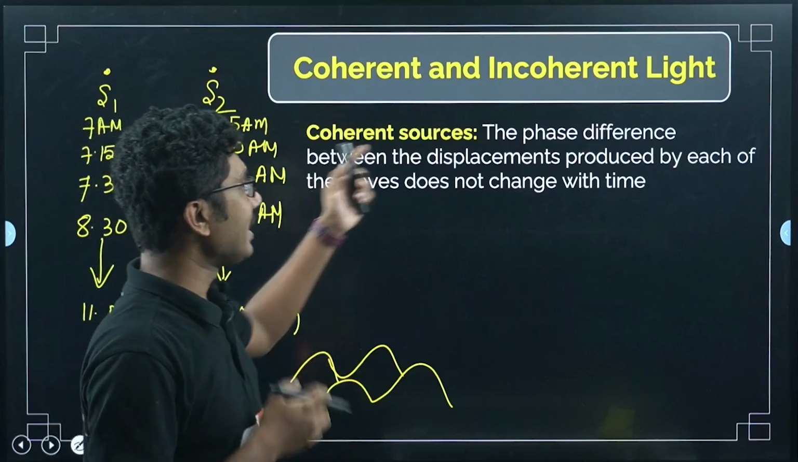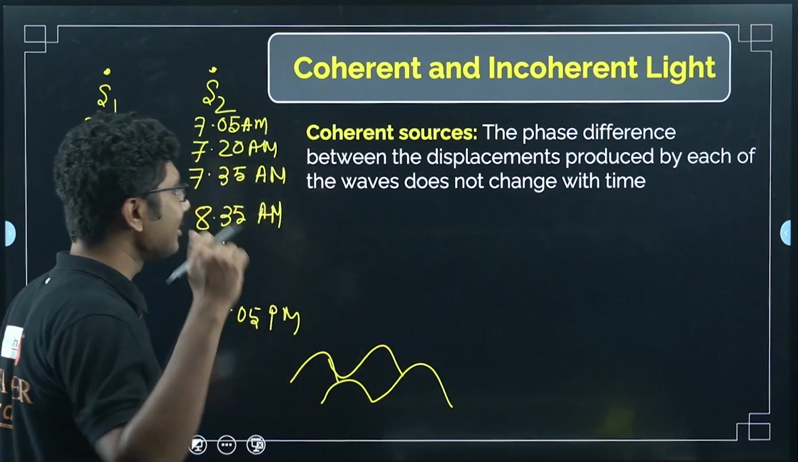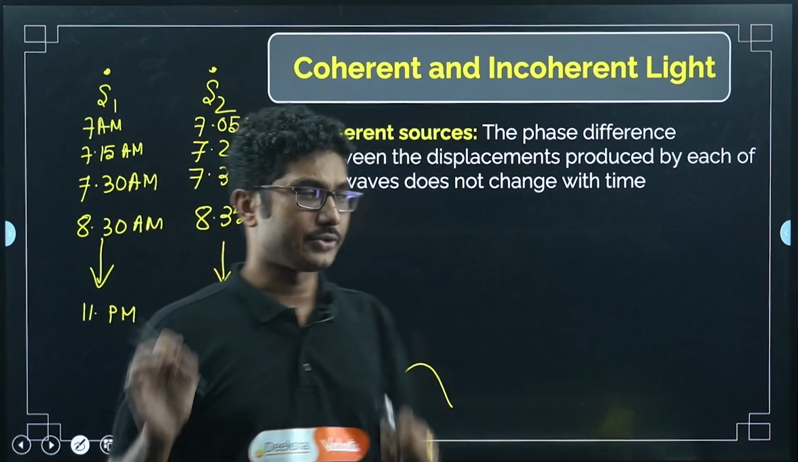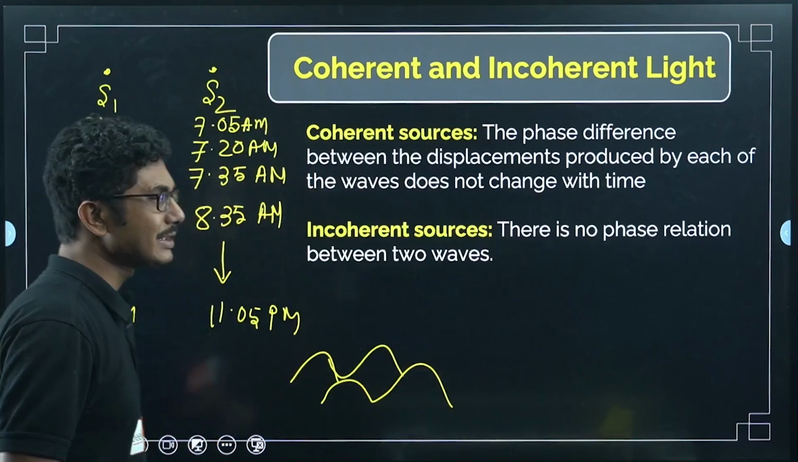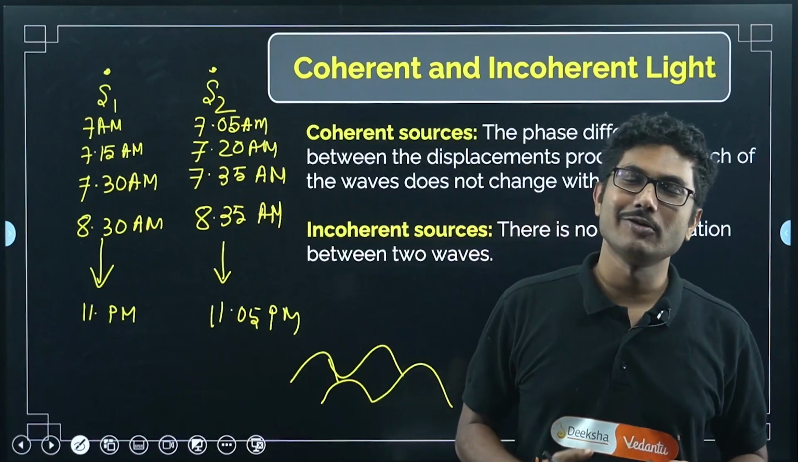Okay, so if the phase difference between the displacement produced by each of the wave does not change with time, they are called coherent sources. Okay, and incoherent sources, there is no phase relationship. Obviously, easy thing is incoherent sources.